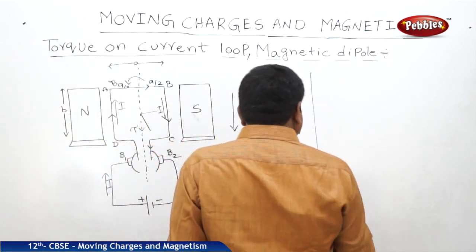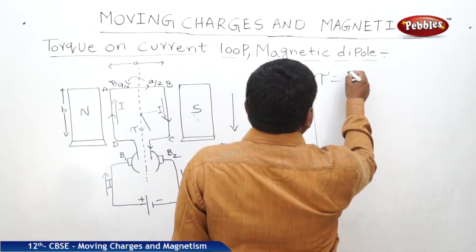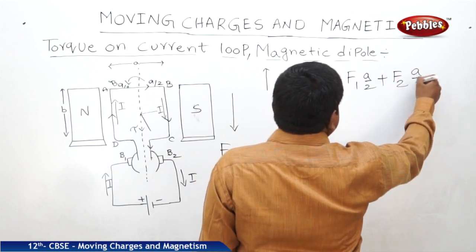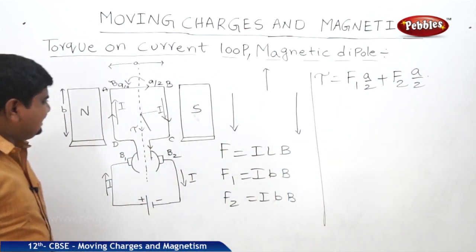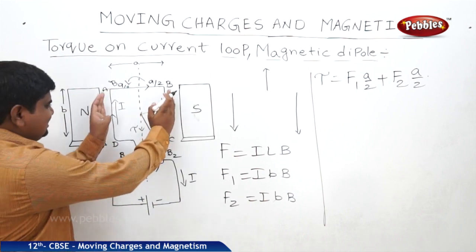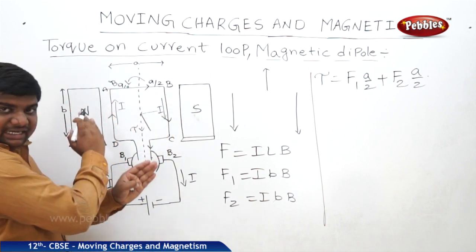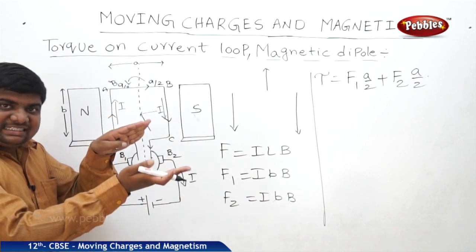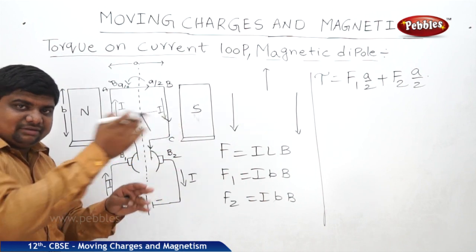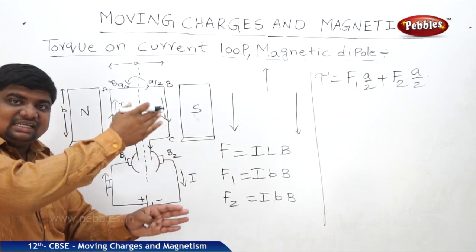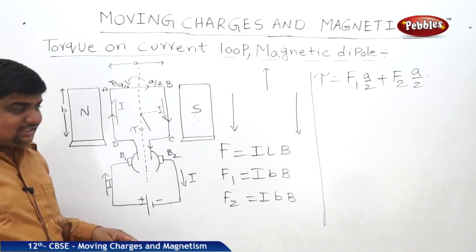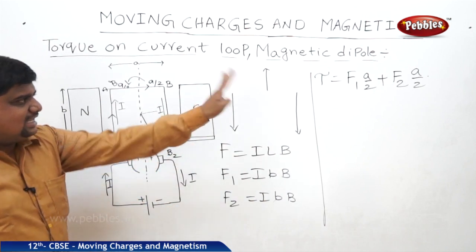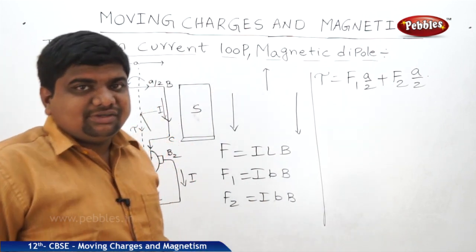Therefore, torque is equal to F1 A by 2 plus F2 A by 2. What we can understand is that this is the loop in its plane. When it is rotated, it shifts from 0 to 180. We are not taking the instantaneous conditions between 0 and 180, meaning 30 degrees, 45 degrees, 60 degrees and so on. We are just taking it as a simple phase shift, so we can say sin 0 to sin 180 happened.